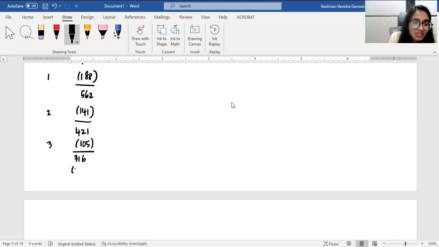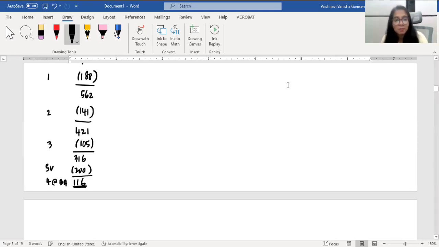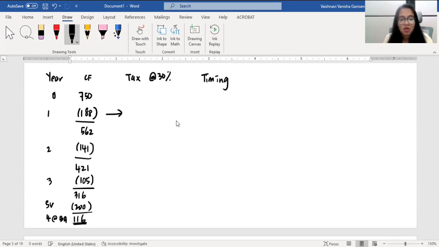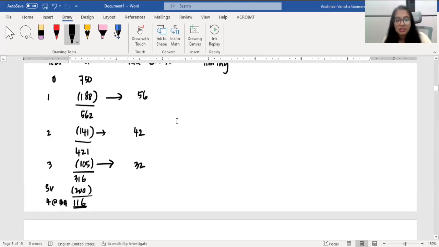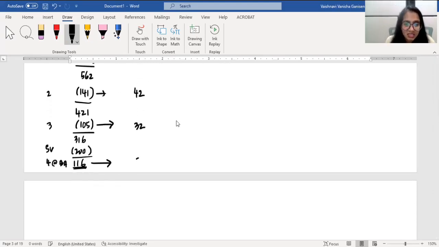Okay, guys, you are selling the machine in year 4, 116. This is my scrap value. This is my time 4, which is also my balancing allowance, right? Now, 30% of 188 should be 56. 30% of 141 should be 42. 30% of this is 32. And finally, 30% of 166 is 35.